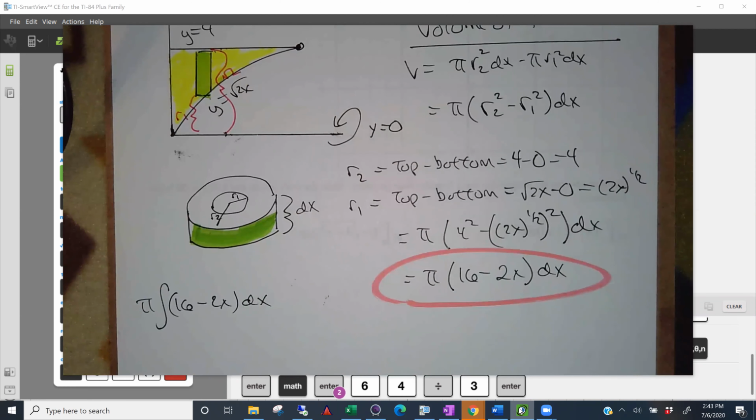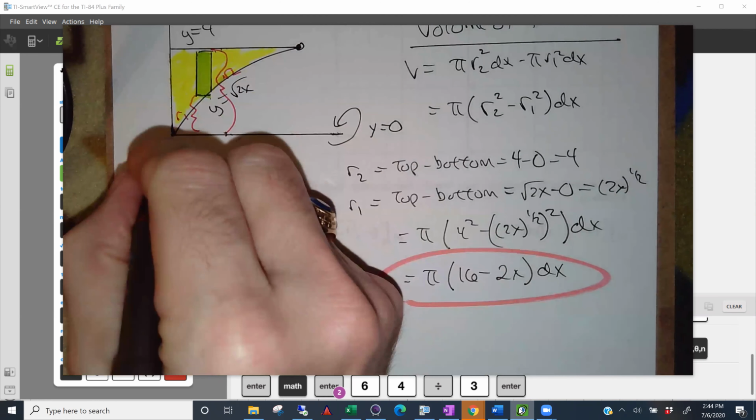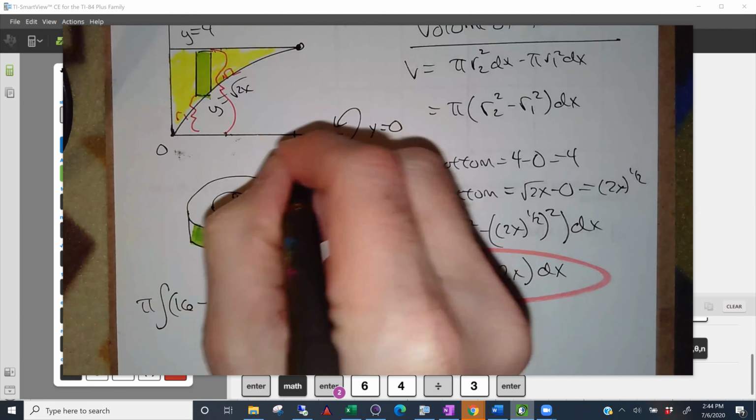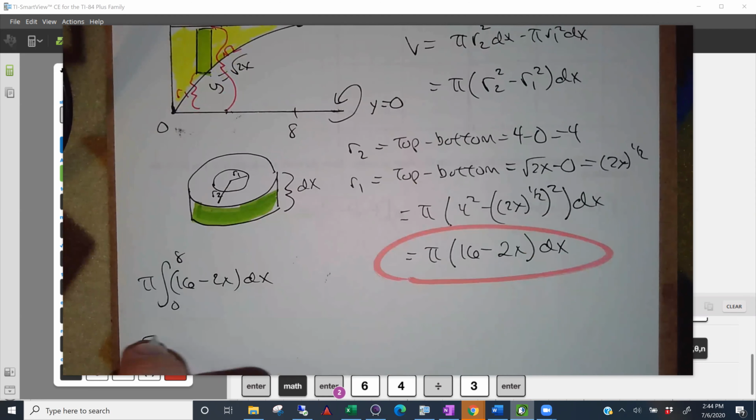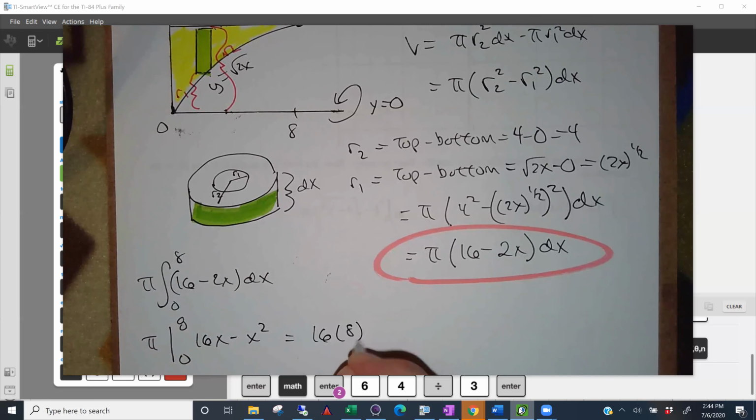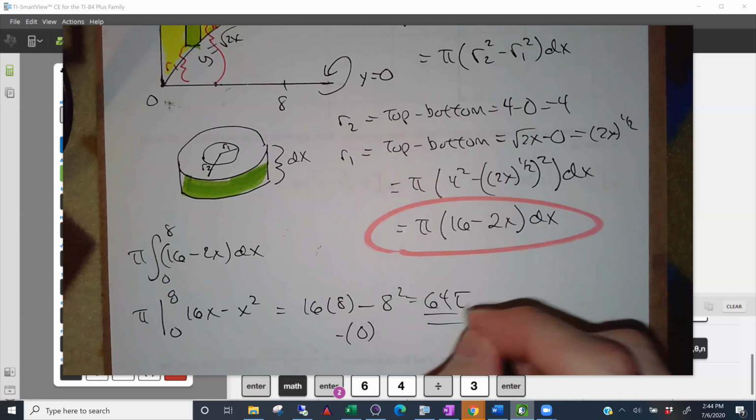Kamaya? Where could I take my slice? 0 to 8. Yeah, good. So this would be 0 on the x-axis, and from our last problem, remember that was an 8. So 0 to 8. And let's finish this one off. Pi from 0 to 8, 16x minus x squared. 16 times 8 is 128 minus 8 squared gives us 64. Technically minus 0 for the lower limit, but 64 pi.